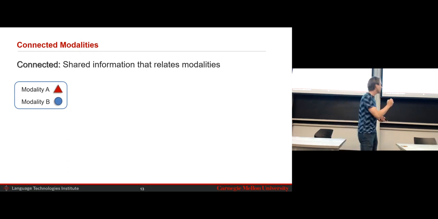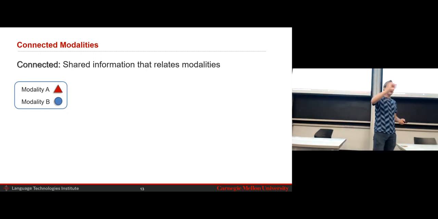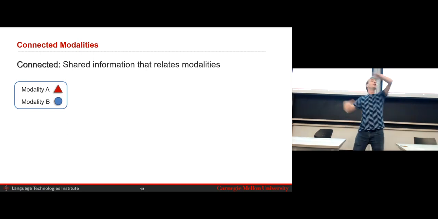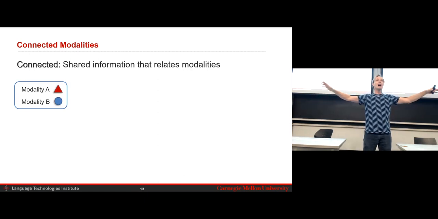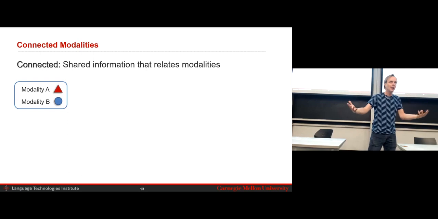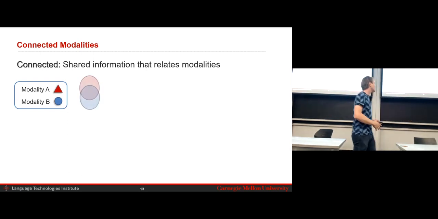So connection is the shared information between modalities. And the main idea here is, forget that I'm about to fuse that information. Let's say I have language and vision, two modalities. How much is shared between them, independent of the fact that I'm going to fuse it? So the idea is that you have shared information.